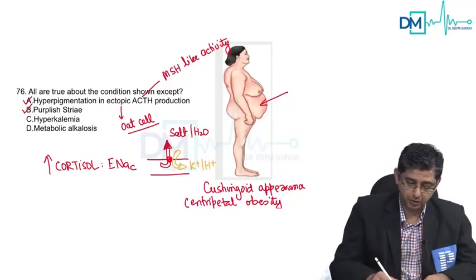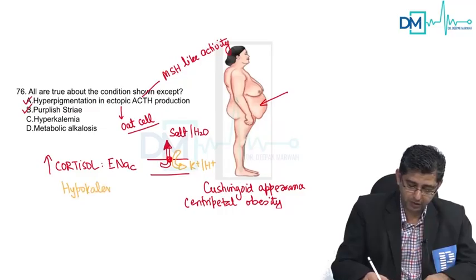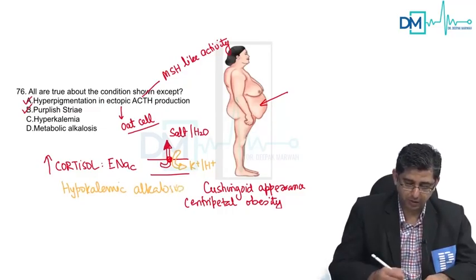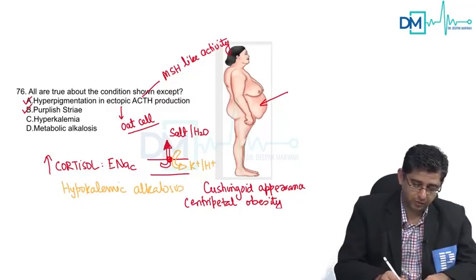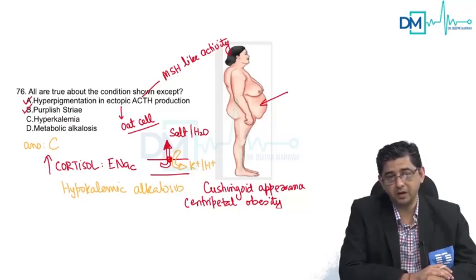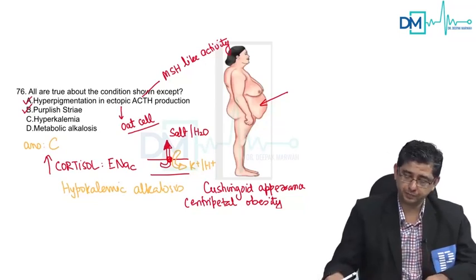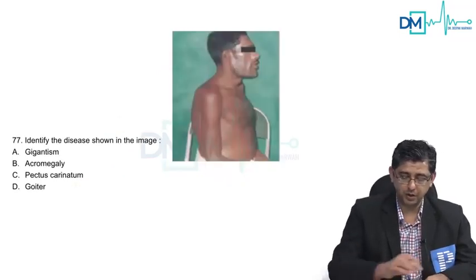So all patients of Cushing syndrome would tend to develop hypokalemic alkalosis, and therefore you can see from the discussion that the correct answer to this particular question would be C. That would be hyperkalemia, because what we rather have is a hypokalemia and an associated alkalosis due to urinary loss of potassium and hydrogen. Moving on to the next question.